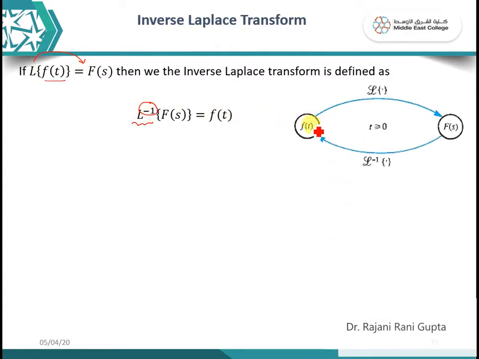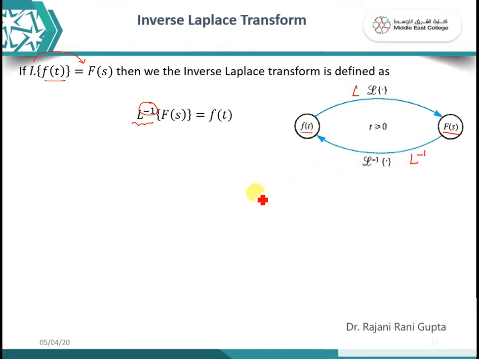So what is actually happening? When we take the Laplace transform of a function of t, we apply the Laplace transform operator and get a function of s. Now if we want to return to the original function from the function of s, we apply the operator Laplace inverse.